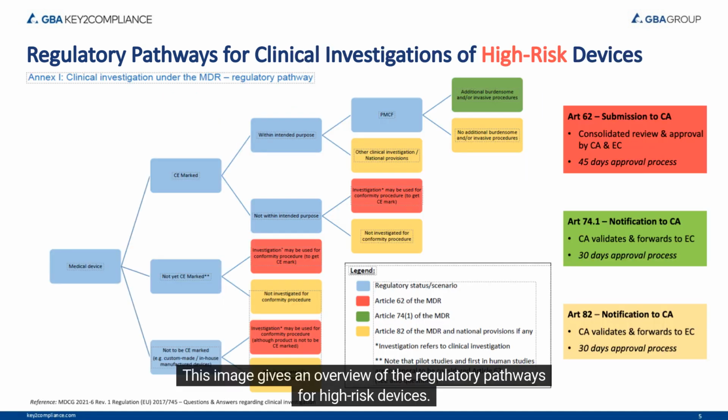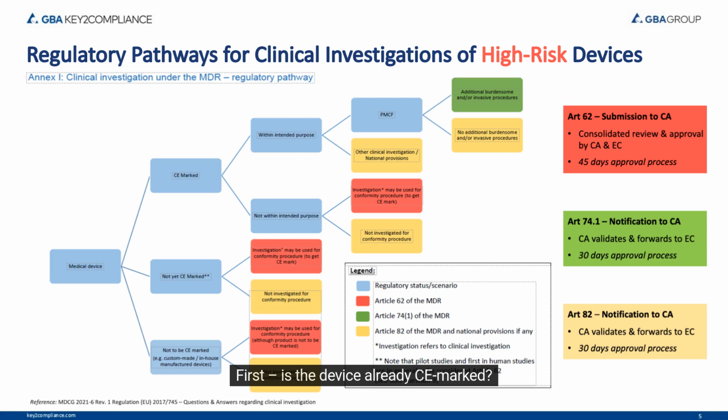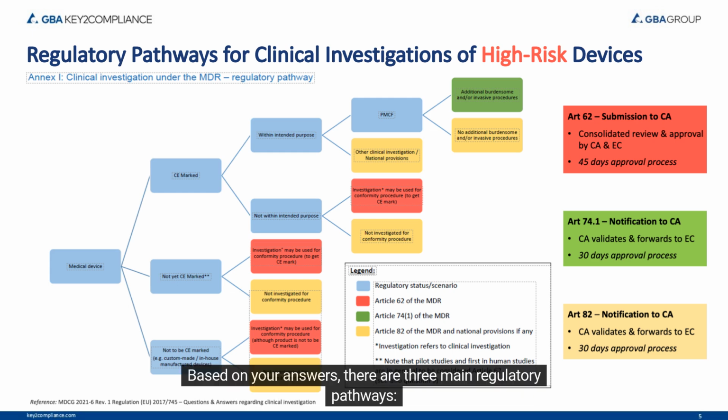This image gives an overview of the regulatory pathways for high-risk devices. When planning your clinical investigation, start by asking yourself 3 key questions. First, is the device already CE marked? Second, is it planned to be CE marked? And third, is it not intended to be CE marked, for example, if it's a custom-made or in-house device? Based on your answers, there are 3 main regulatory pathways.